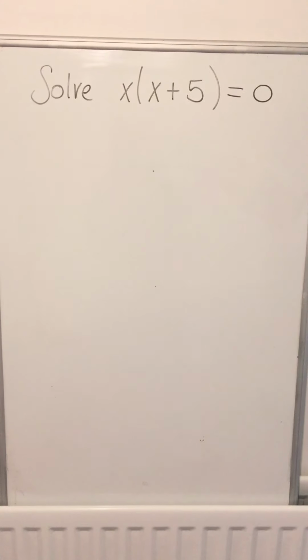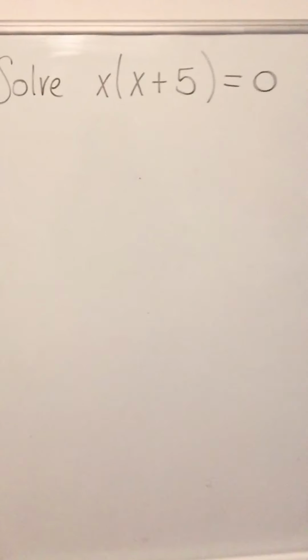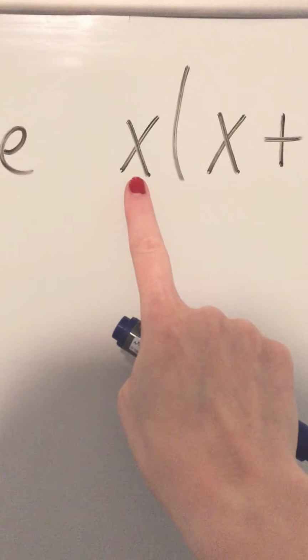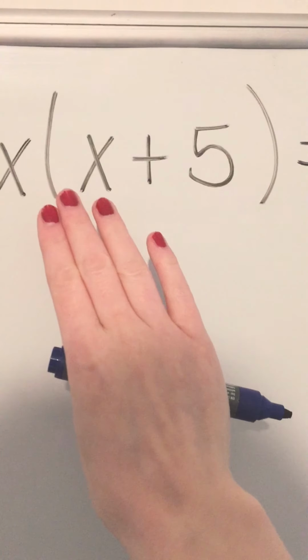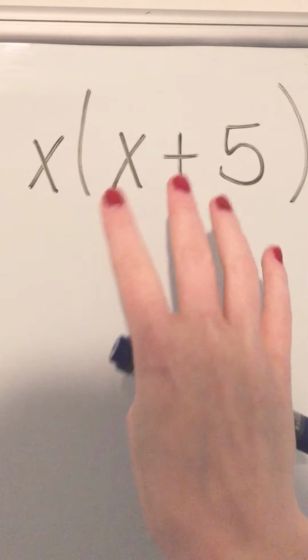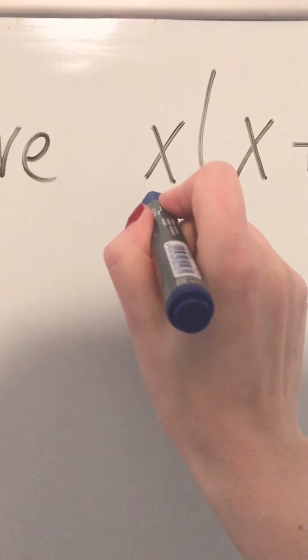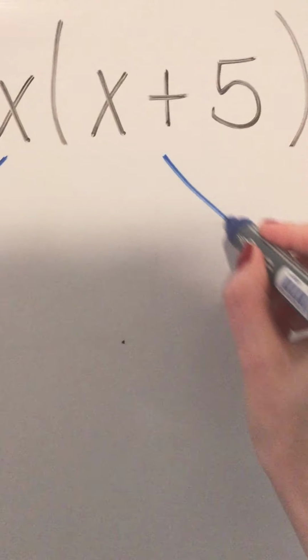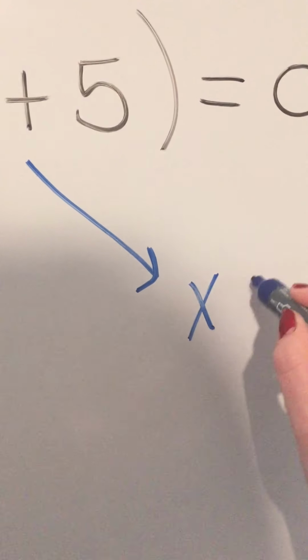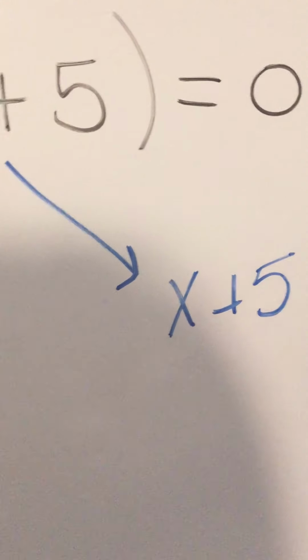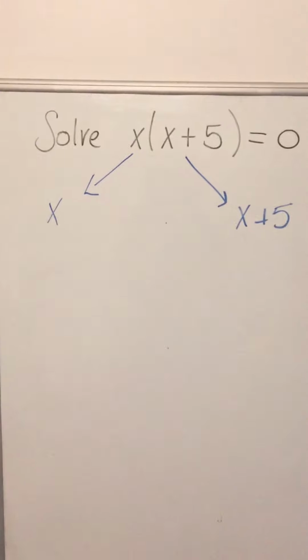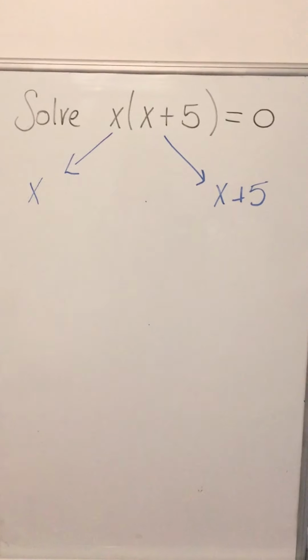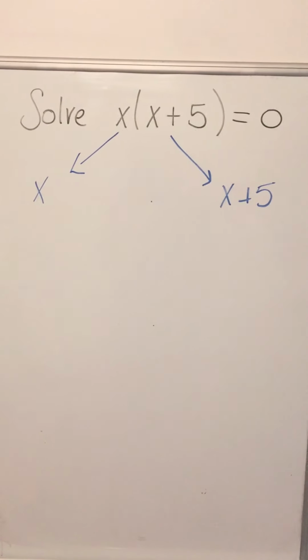So, what you do is, you split up. So you've got x, and then we've got multiplied by x plus 5. So you need to divide these up, split them up. So I'm going to draw an arrow over here. I'm going to put x, and draw an arrow over here, and I'm going to get the x plus 5. Okay, so first thing I've done is I've split up what's outside the bracket and what's inside the bracket.